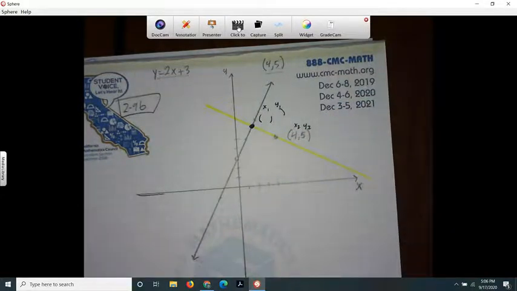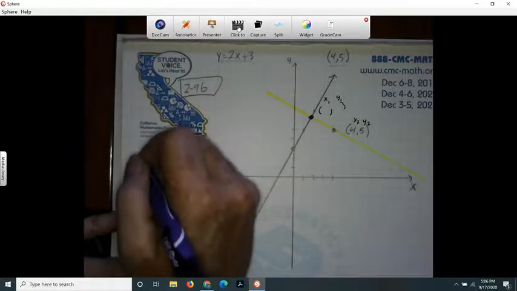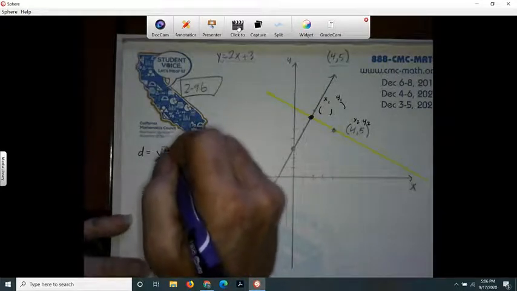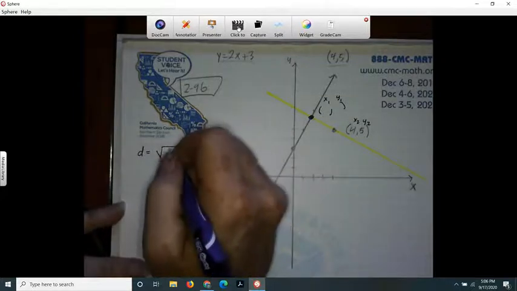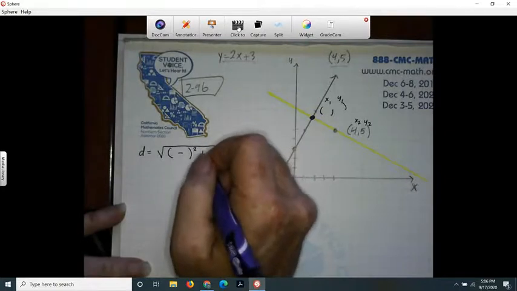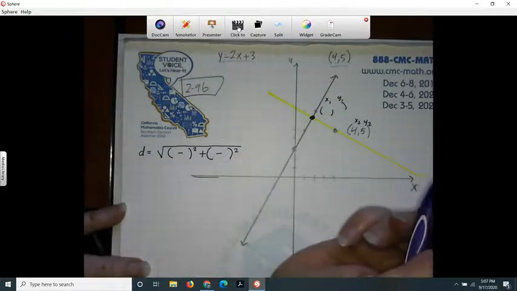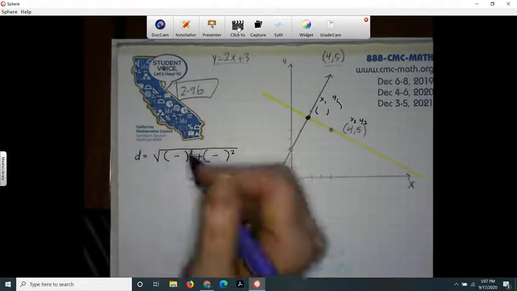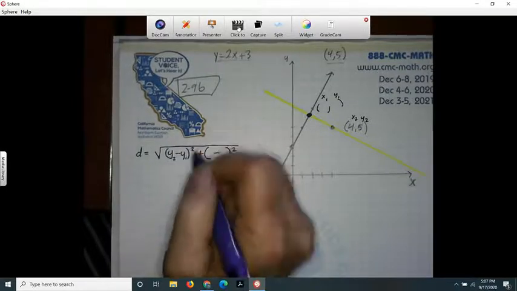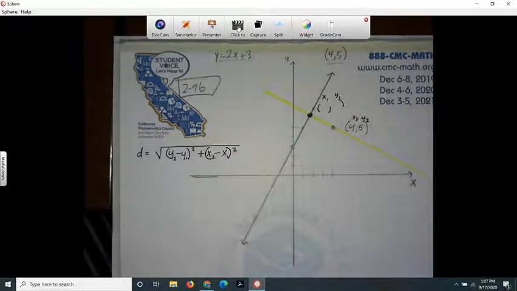When we were in class, somebody told me that they knew what the distance formula was, and they recited it to me, and it went like this. The distance formula is the square root of the difference between the x's squared plus the difference between the y's squared. It doesn't matter which order you put it in. I think I'll do y2 minus y1, x2 minus x1. Okay, that's the distance formula.